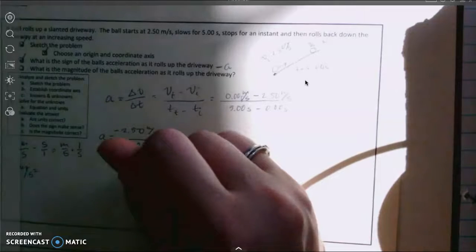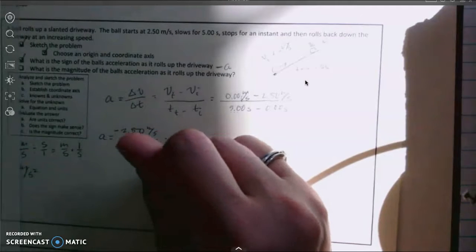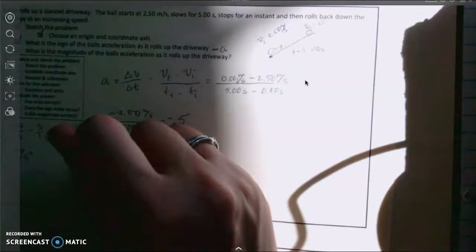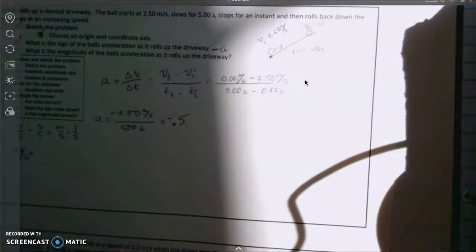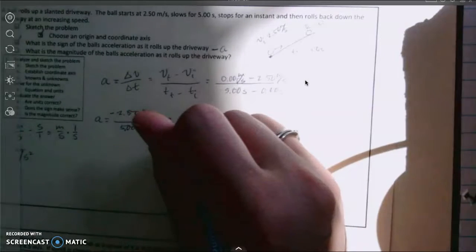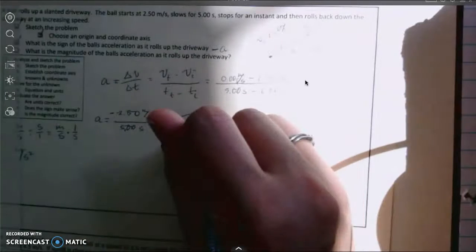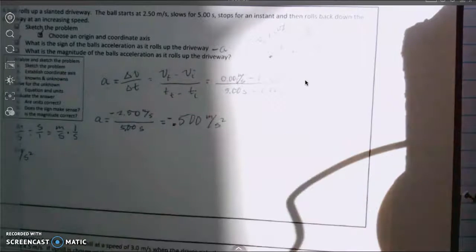Okay, so we end with negative 0.5. Now we had 3 sig figs, so we want to end with 3 sig figs. Negative 0.5 meters per second squared.